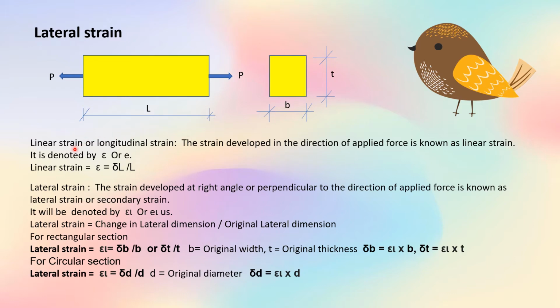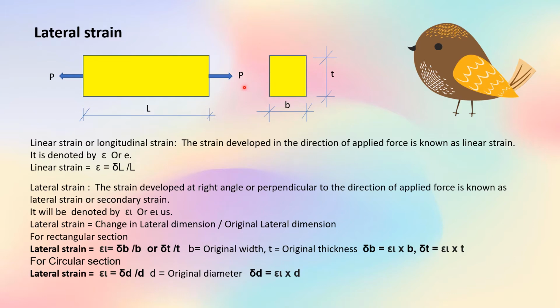Now the linear strain or longitudinal strain is the strain developed in the direction of applied force. This force applied is in the positive x direction, and this is the length in the positive x direction, which is parallel to the applied force. So linear strain epsilon is delta L upon L, and it is denoted by epsilon or small e, which we have already seen. So this change in length upon original length will be linear strain.